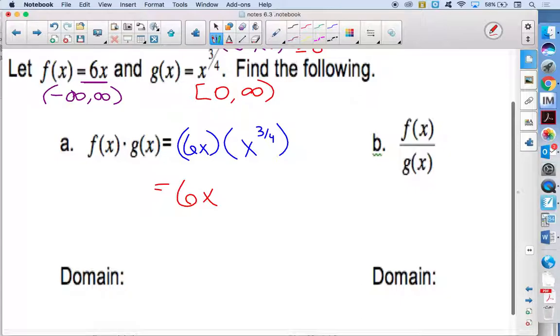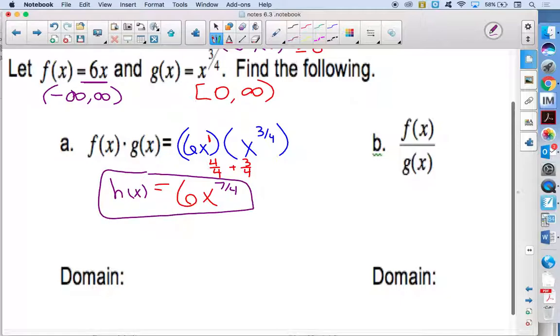Why? Because 6x has the power of 1 and 4 over 4. Very nice, Ethan. So you said 6x has a power of 1. If we're adding the exponents together, this 1 really becomes 4 over 4. Adding it with 3 over 4, you have to have like denominators in order to add them together. So that means our 6x would be 7 over 4. So Sam, you were on the right track. You knew you had to get those added together, but we need to have those like denominators with the fractions. So 4 over 4 plus 3 over 4 gives us 6x to the 7 over 4.